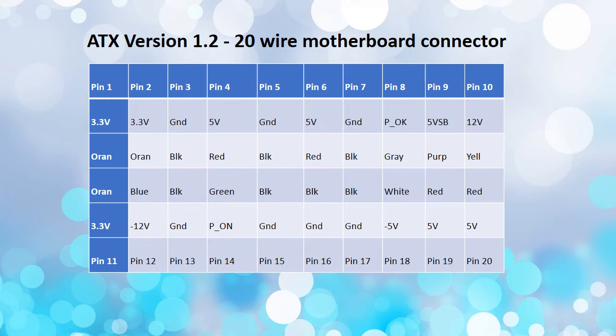Here we have an illustration of the ATX version 1.2 20-wire motherboard connector. It shows pin 1, pin 2, pin 3, pin 4, up to pin 10. These are the pins of the ATX version 1.2 20-wire motherboard connector, which are used in giving electricity to our motherboard.